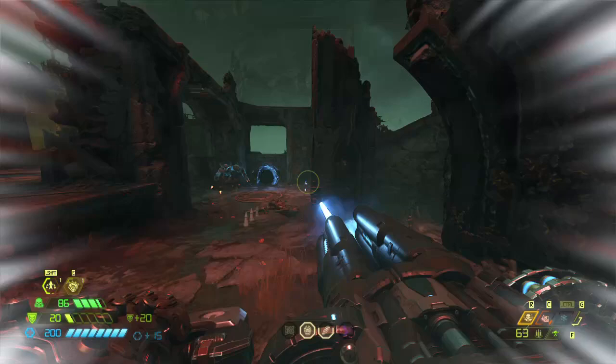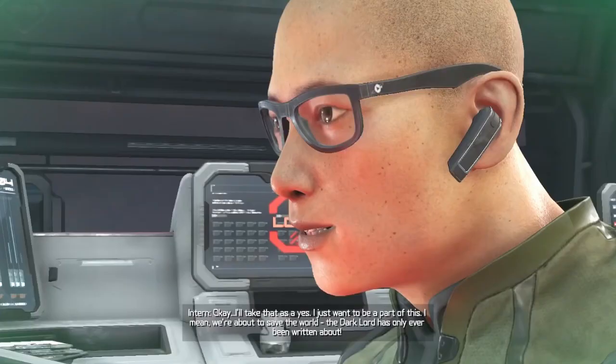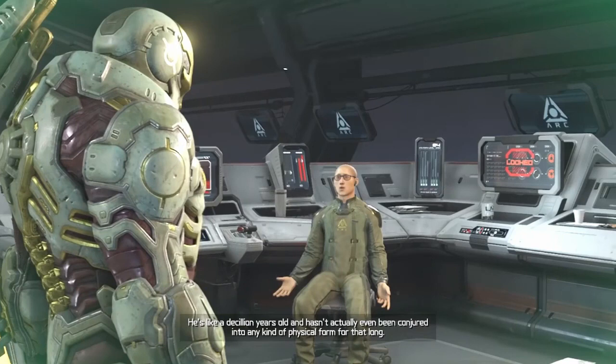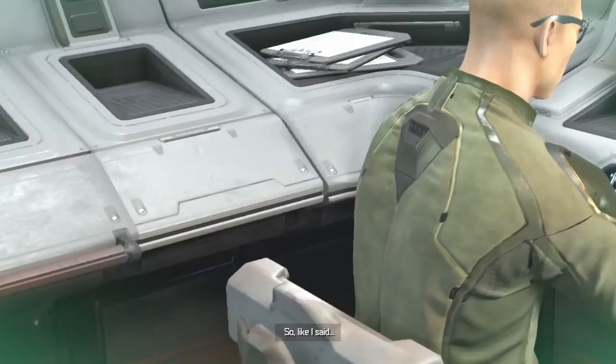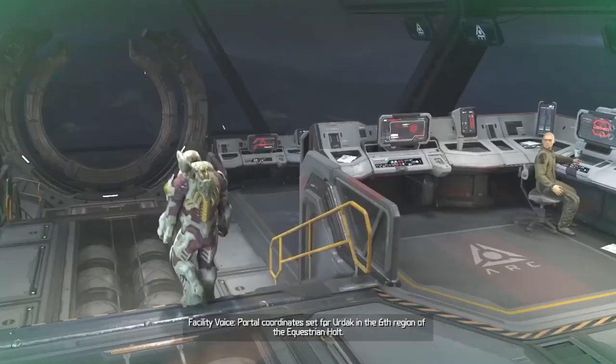I mean, we're about to save the world. The Dark Lord has only ever been written about. He's like a decillion years old and hasn't actually even been conjured into any kind of physical form for that long. Nobody even knows what he looks like. So, like I said, I'm in. Portal coordinates set for URDAK in the sixth region.